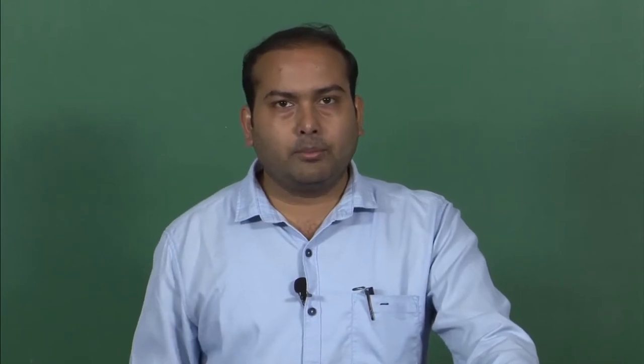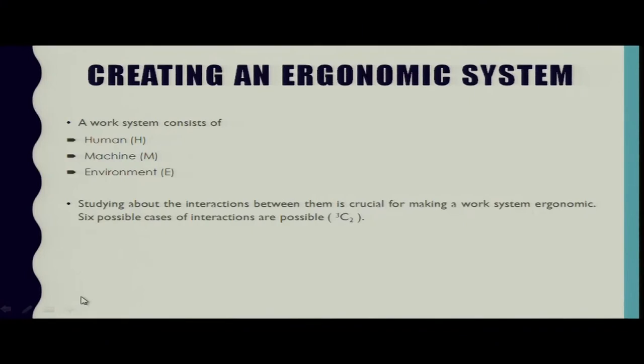So we will use that word machine, whether I am taking the example of designing a chair or any automobile vehicle; we will treat it as a machine. Its interaction with the human, its related performance, and the factors involved are what we would like to understand in this course. As you can see from this figure, a work system can consist of human, machine, and environment, and studying the interaction between them is crucial for making a work system ergonomic.